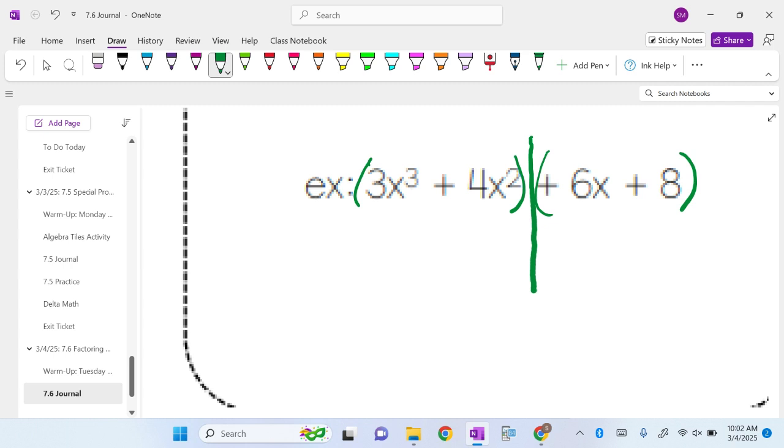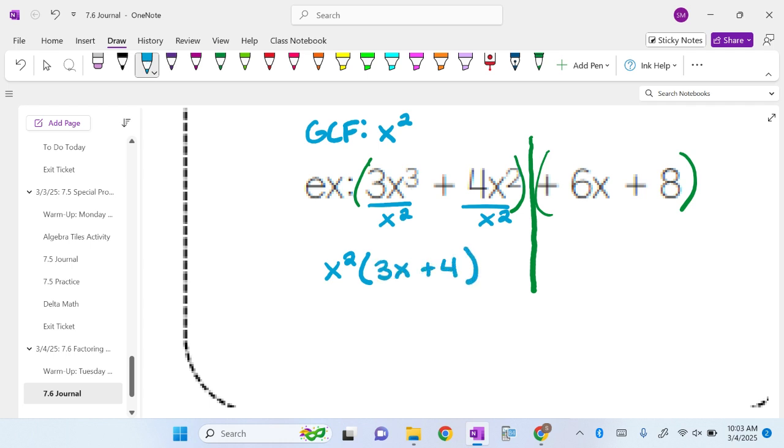Now, we can then find the GCFs. What do you think my GCF would be for the first group? Let's look at it this way. Is there a GCF between 3 and 4 besides 1? No. What about the x's? How many common x's are there between x cubed and x squared? 2. So our GCF is what? 1x squared or just x squared? Good. So we divide both terms by x squared. I would get 3x plus 4. All right, that's our first group.